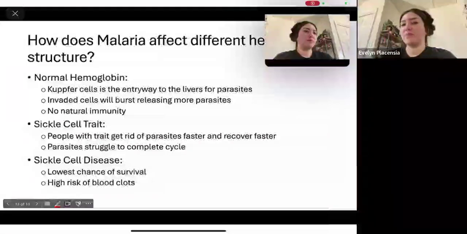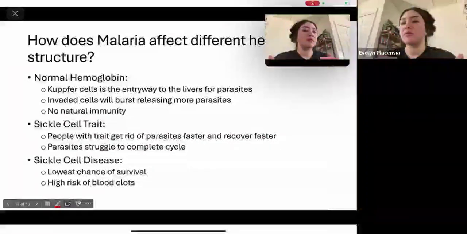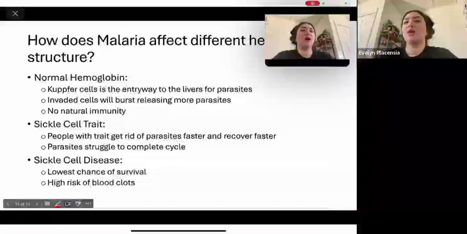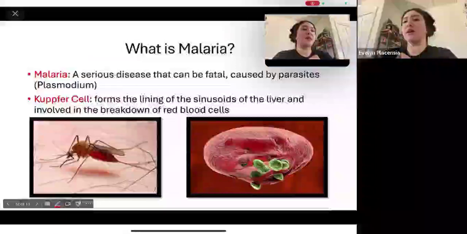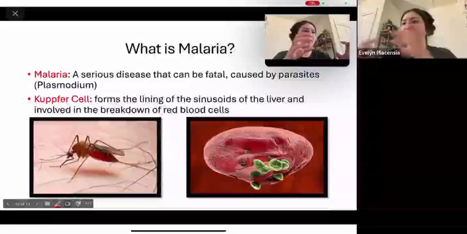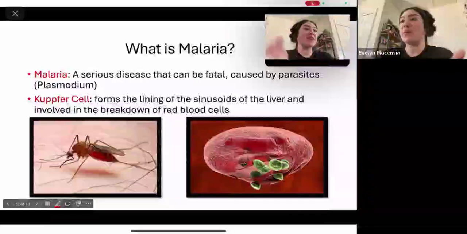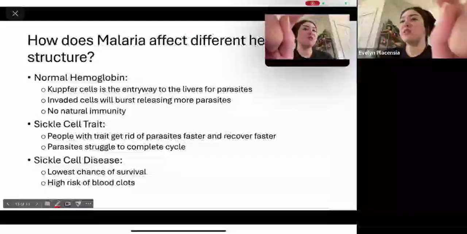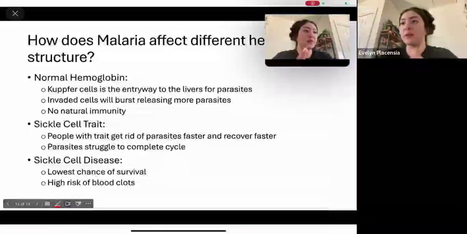Okay, so in normal hemoglobin, the infected saliva of the mosquito carries the malaria parasite, where it rides the bloodstream towards the liver. The Kupffer cells, Kupffer, I think that's how you pronounce it, which I mentioned, form the lining of the liver, right? This is the entryway. This is how parasites get inside. So once they find their way to the specific Kupffer cells, right? Because that's what they're looking for.